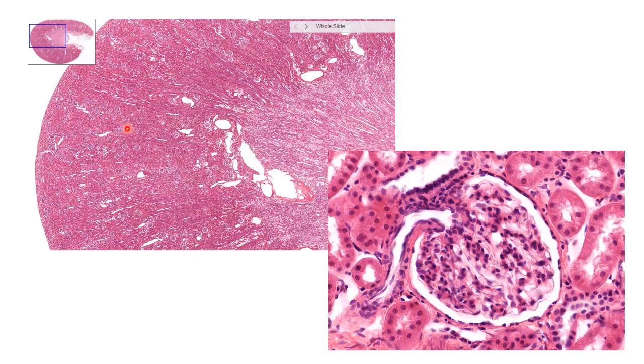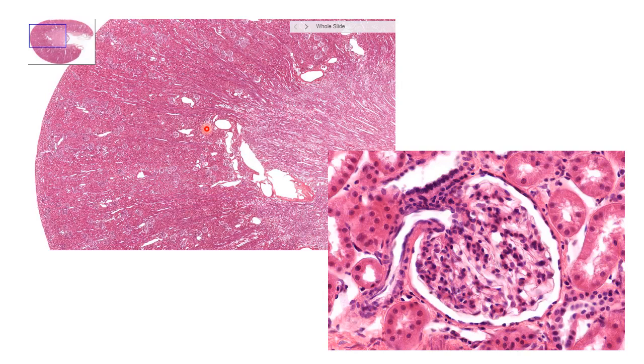Within the cortex, we have these spherical structures. These are the renal corpuscles. And we have different types of nephrons depending on the location of the renal corpuscle within the cortex. We have cortical, subcapsular nephrons, where the renal corpuscles are located below the capsule. We have mid-cortical nephrons here in this area, and we have juxtamedullary nephrons here in this area.